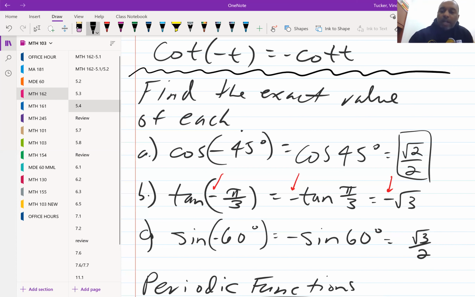All right, last one, same thing. Sine of negative 60 degrees is odd. So bring the negative to the outside, find the sine of 60 degrees, which is square root of 3 over 2. So it's going to be negative square root of 3 over 2.